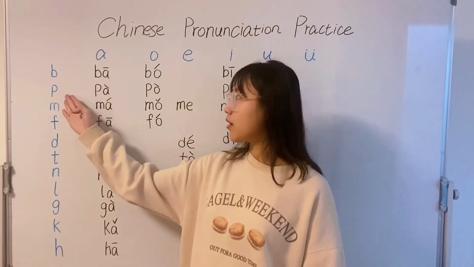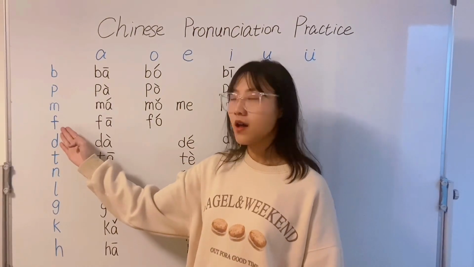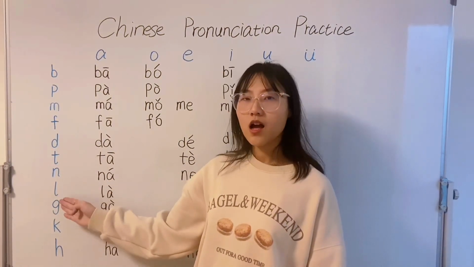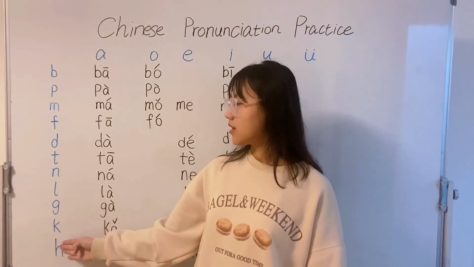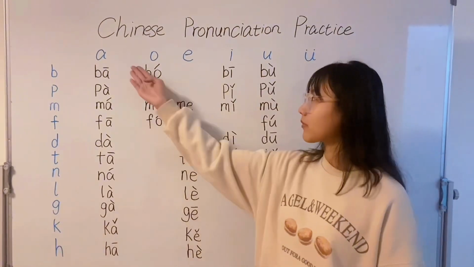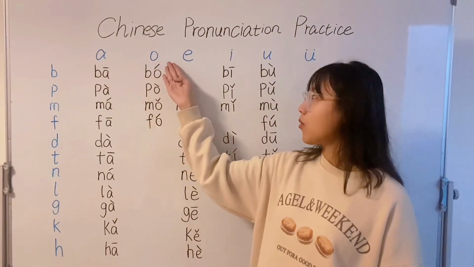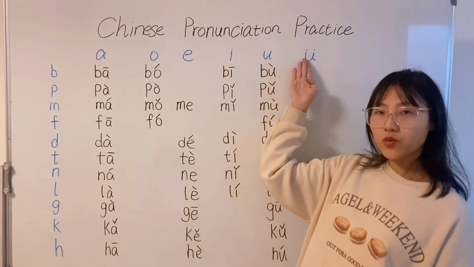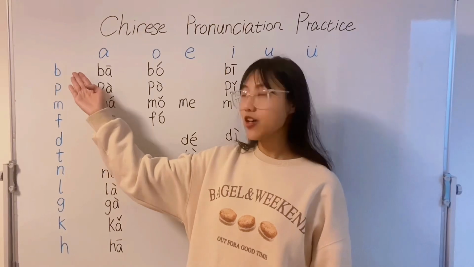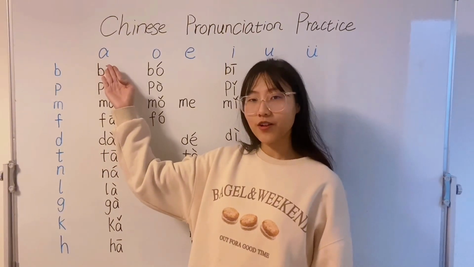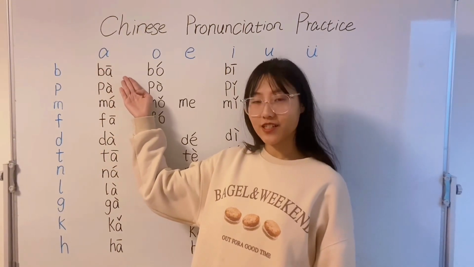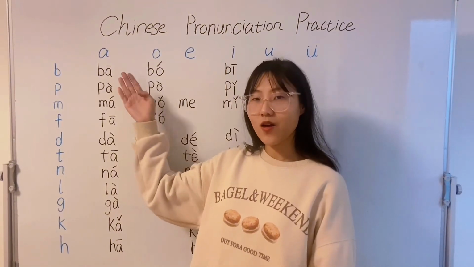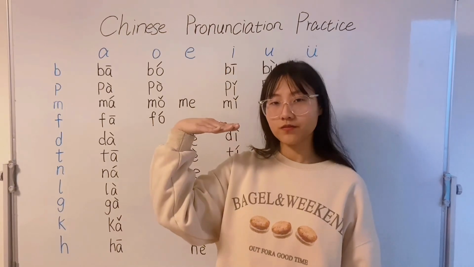Bo, po, mo, fo, de, te, ne, le, ge, ke, he, a, o, e, i, u, yu. We can combine the initials and the finals together. Let's ignore the tones first, because I put the tone just for us to practice it later. And now, let's all use the first tone.